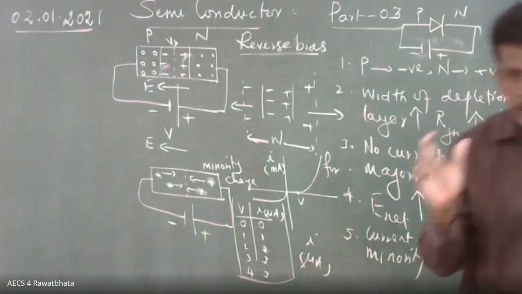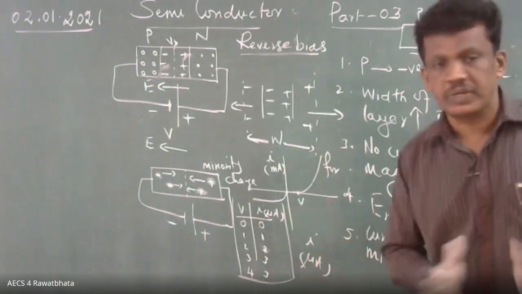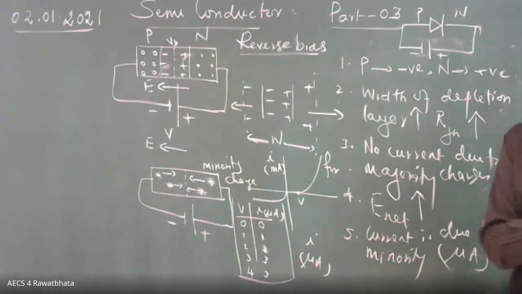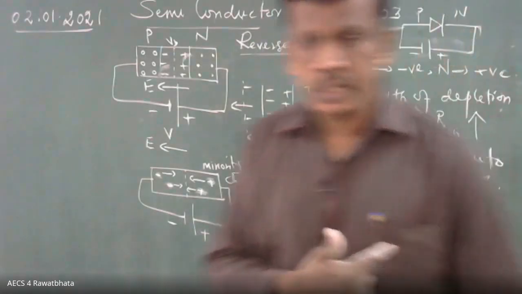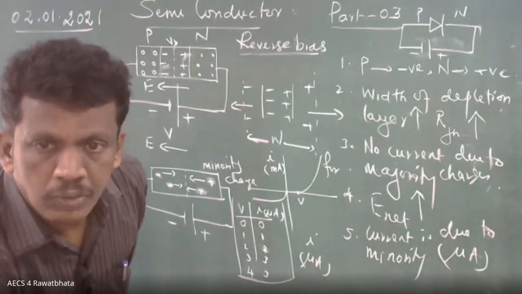Okay. Next, I may give an introduction about rectification. For that, this is very useful. During forward bias, during reverse bias, what is happening? Okay, I think it's very clear to you. Any other message I want to get?